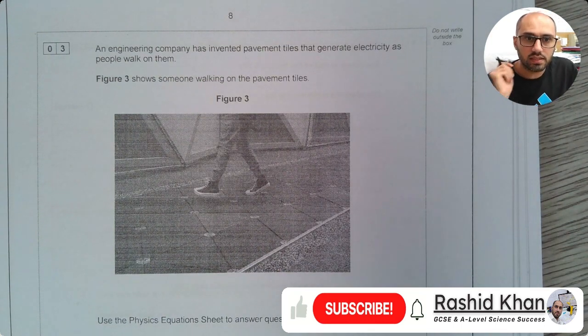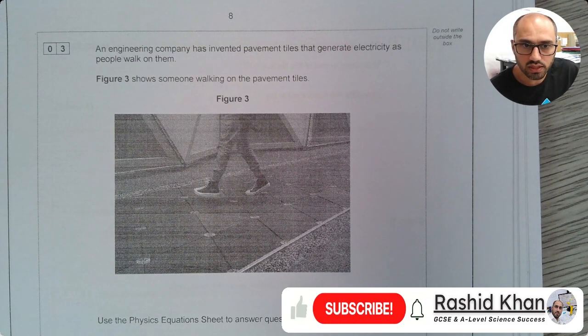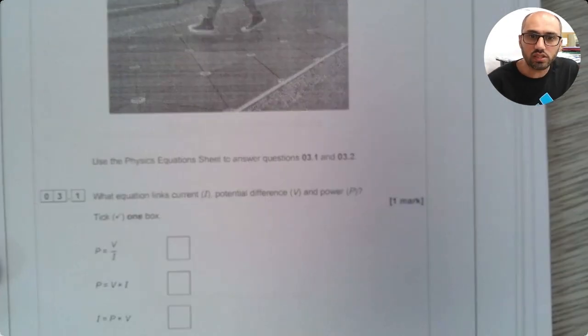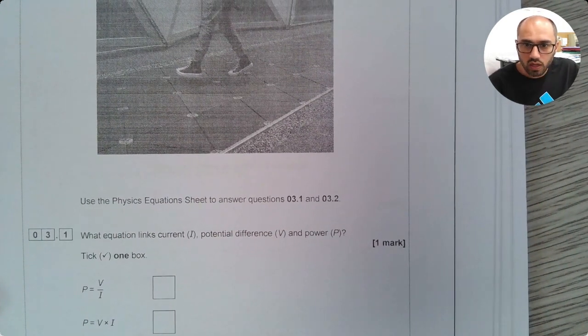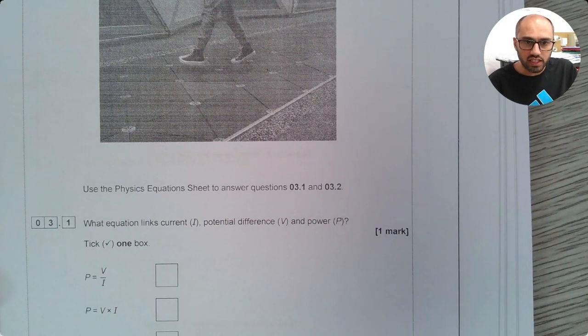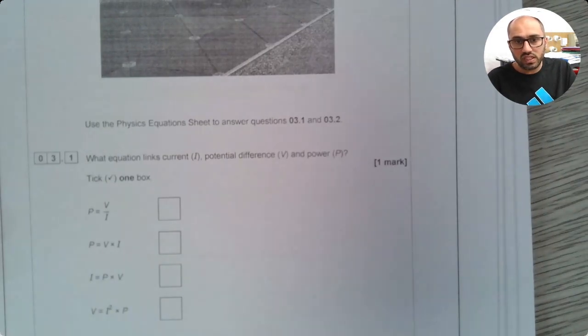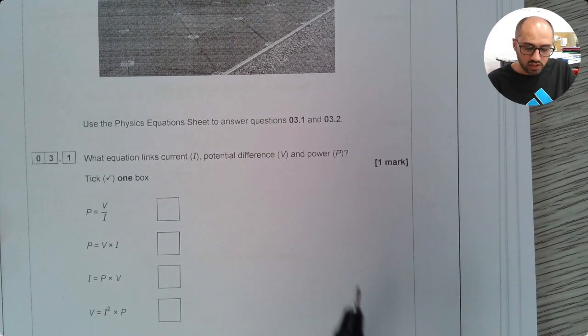Question 3 says, an engineering company has invented pavement tiles that generate electricity as people walk on them. Figure 3 shows someone walking on the pavement tiles. Use the physics equation sheet to answer question 3.1 and 3.2. The first part asks you to choose one of the four options which correctly link potential difference, power, and current.